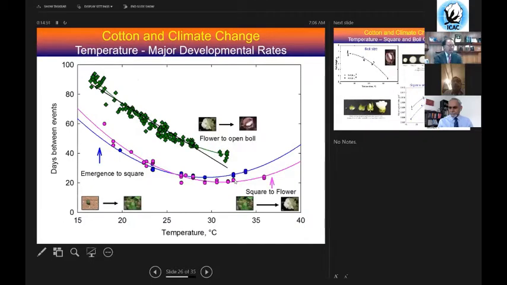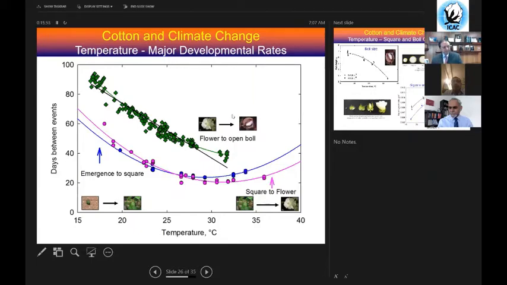And then we are looking at how major developmental rates are mostly controlled by temperature. Here we are looking at emergence to square, from here to here, and the square, that tiny square that turns into a flower, from here to this stage, and then from flower to mature cotton fruit. So three major phenological events, major developmental events, with days between events as a function of temperature. These are all controlled by temperature to a certain extent. There are two things. The time intervals decrease with increase in temperature, and then slightly increase at high temperatures, here for square formation and also for the square to flower time interval. Whereas the time interval between flower to open fruit decreases with increase in temperature almost linearly.